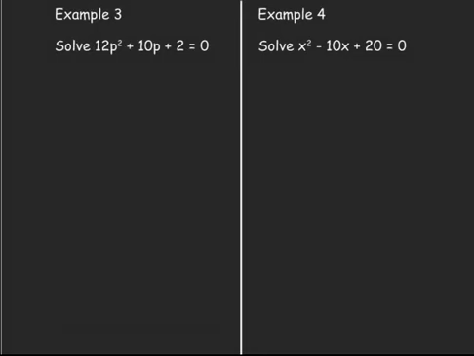Couple more. We've got a greatest common factor of 2. Factor it out, and that's going to leave us with 6p squared plus 5p plus 1 equals 0. Now, this 2 does count for the greatest common factor. It will not, however, play into any of our answers.